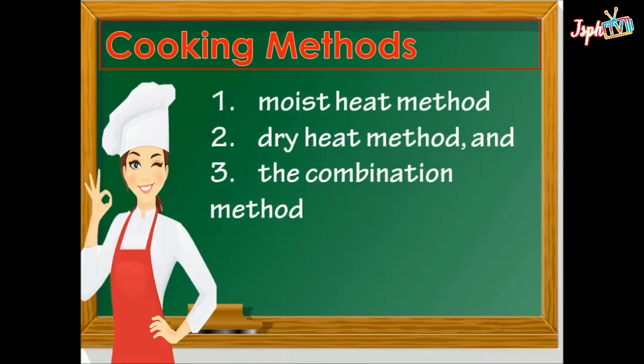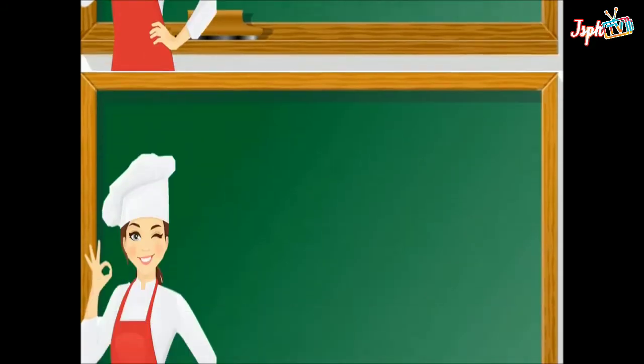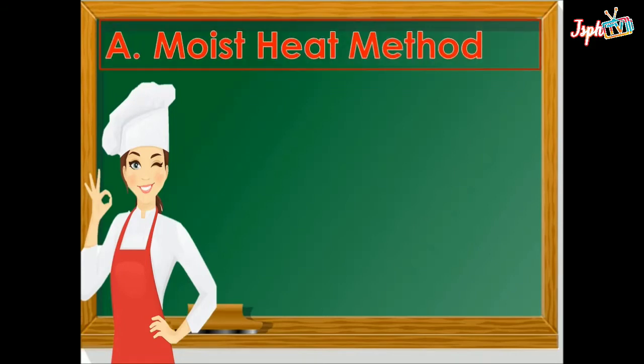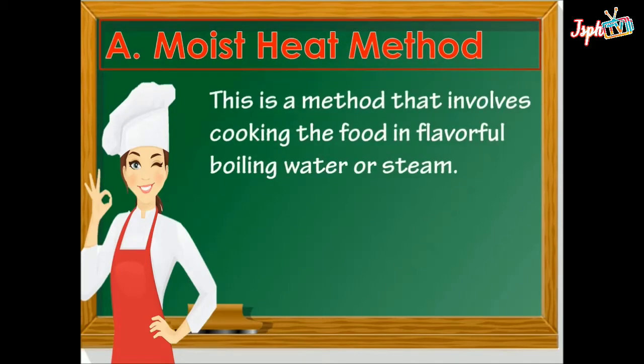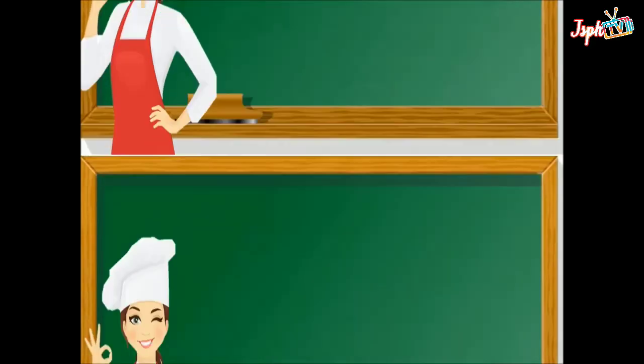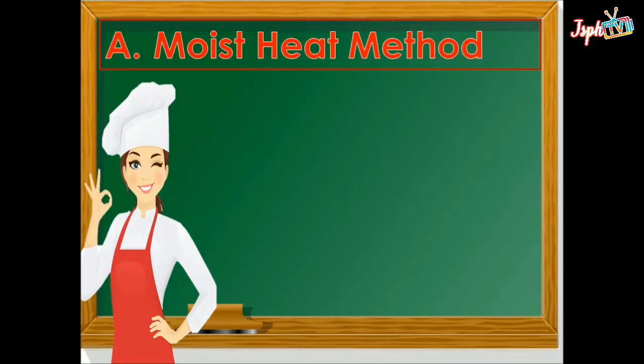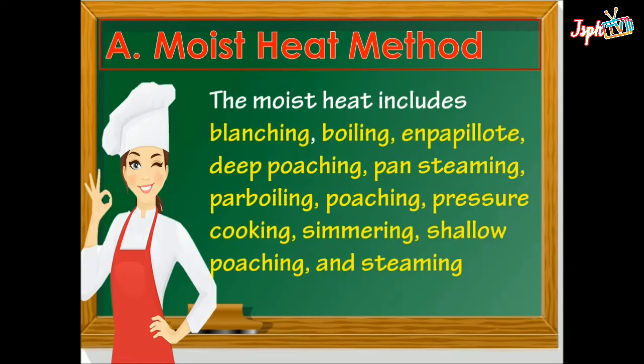1. Moist heat method. 2. Dry heat method. And 3. The combination method. A. Moist heat method. This is a method that involves cooking the food in flavorful boiling water or steam. The moist heat includes blanching, boiling, en papillote, deep poaching, pan steaming, parboiling, poaching, pressure cooking, simmering, shallow poaching, and steaming.